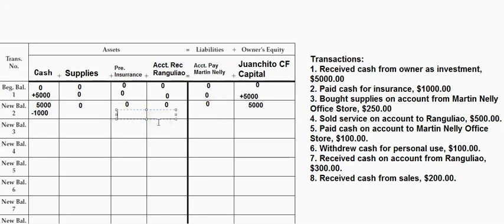Here I am going to put plus $1,000. And the rest of them, they are intact.